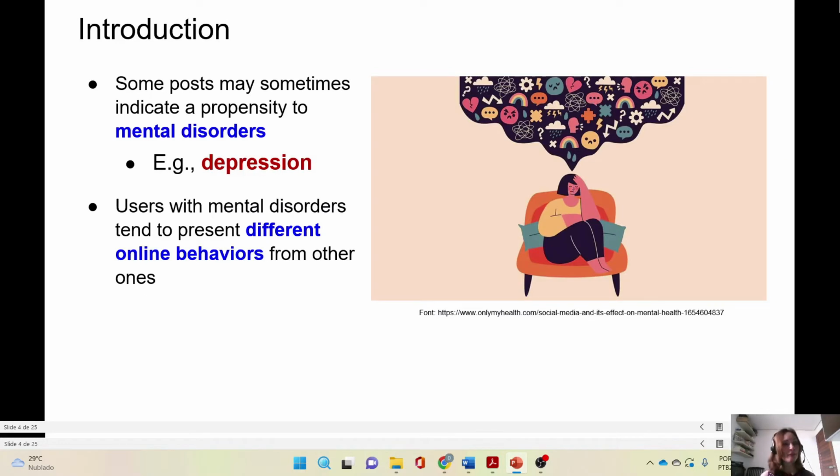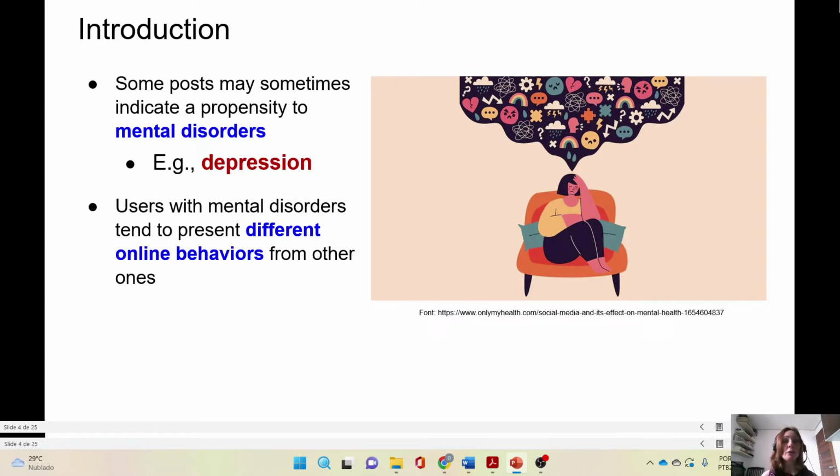But some of these posts may sometimes indicate a propensity to mental disorders such as depression, such as anxiety, and other ones. This is very important because today we know that we have a lot of mental disorders which have been studied and treated in any kinds of ways. So, users with mental disorders sometimes tend to present different online behaviors from other ones.